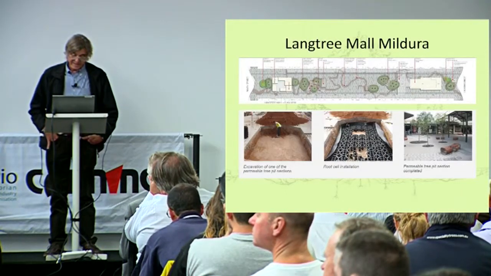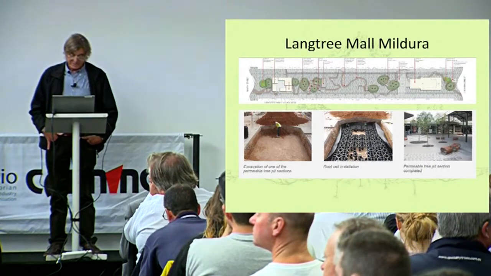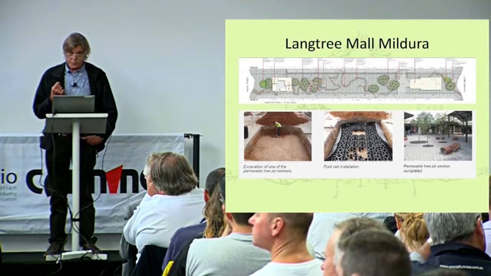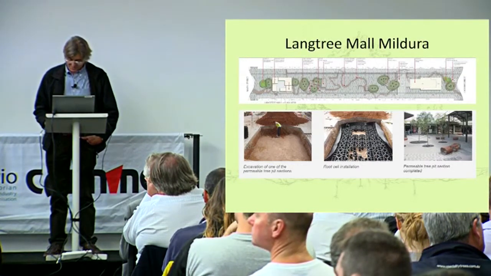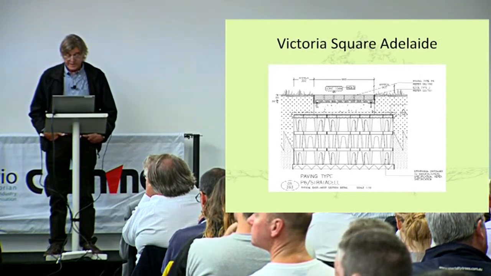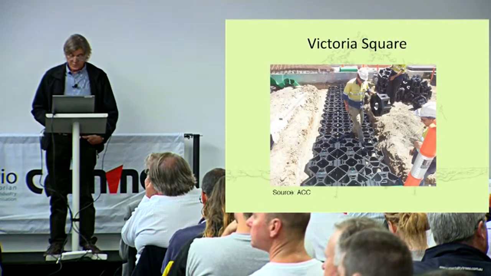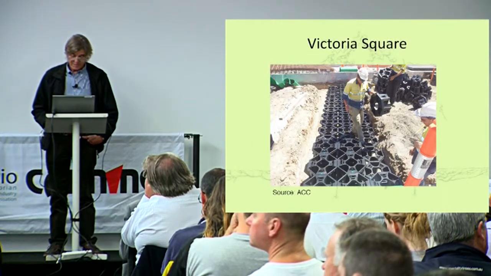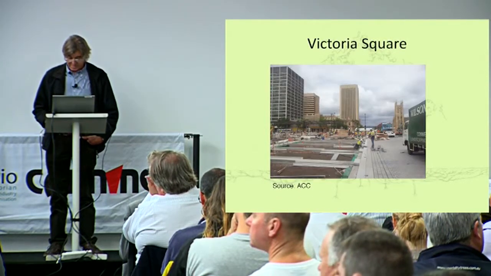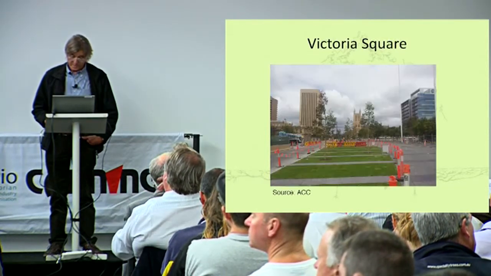It's just some examples. Langtree Mall in Mildura. Some of you here would be more familiar with that project than I am, but it's an example of where the root cells were installed for a pavement, also to incorporate water-sensitive urban design practices. Victorian Square in Adelaide, that's a local example where the strata cells were installed. So it's the cells being installed in the ground and filled with loose soil. Then the surface was applied to that soil volume. And that was the finished product.